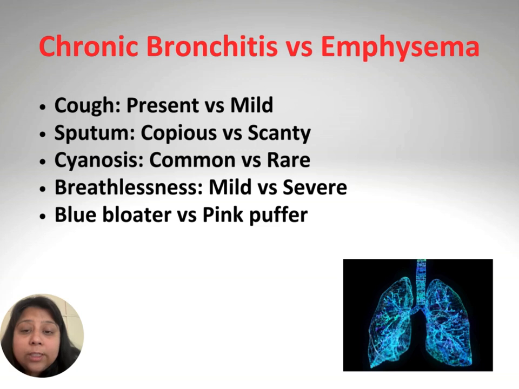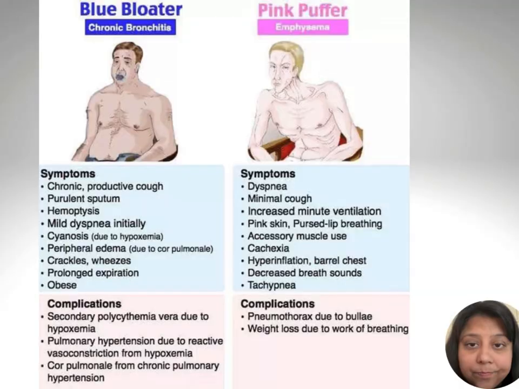The chronic bronchitis patients are also known as blue bloaters because they present with cyanosis and a bloated appearance, and the emphysema patients are presenting like pink puffers because their oxygen levels are almost normal and they puff while breathing. In this chart, I have again emphasized the differences between chronic bronchitis and emphysema.